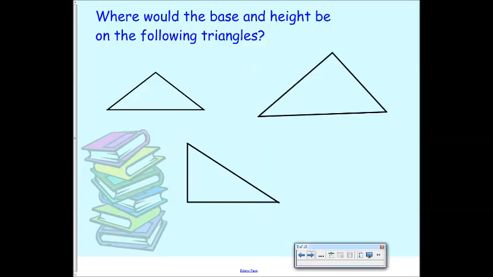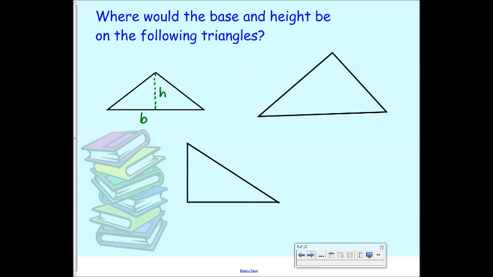Okay. Where would the base and height be of this triangle? Would we have to draw the height, or is it in here now? Where would you have to draw it? In the middle, down from here. So this would be the height, and then where's the base? At the bottom. Okay. What about this one?